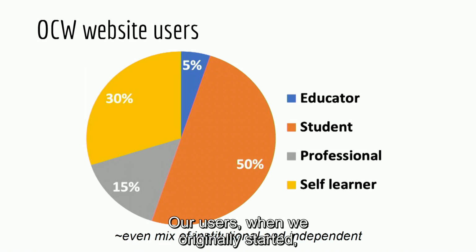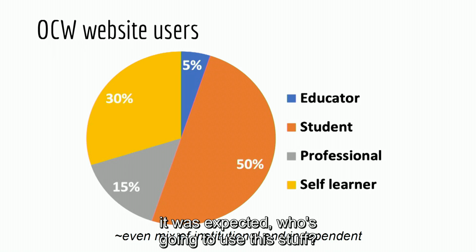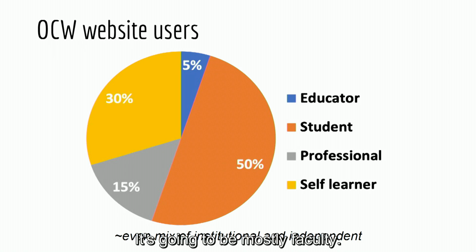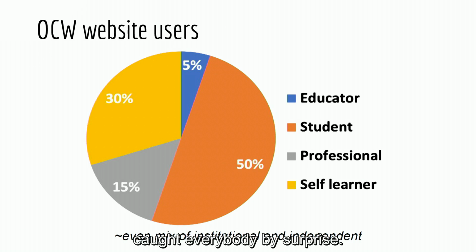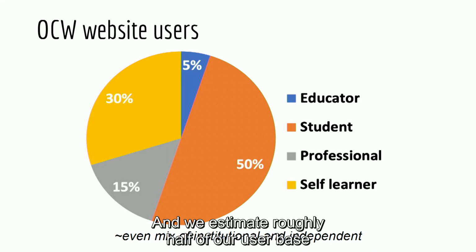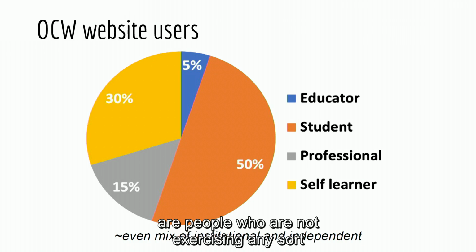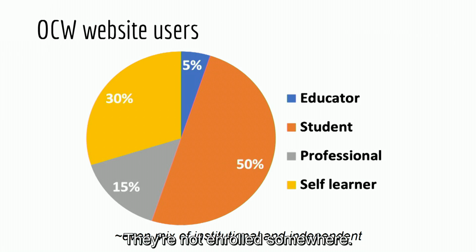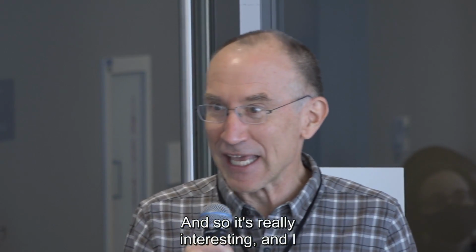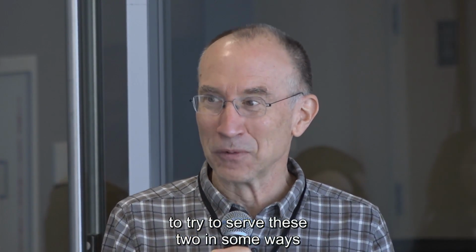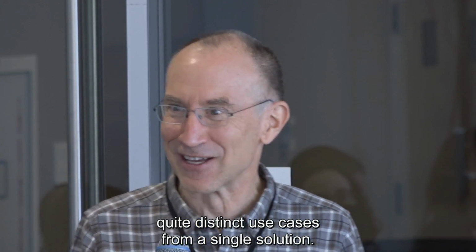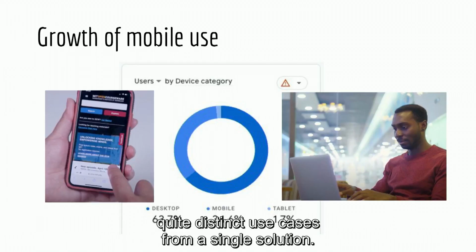When we originally started, it was expected that our users would be mostly faculty. The growth of curious, independent learners caught everybody by surprise. And we estimate roughly half of our user base are people who are not exercising any sort of institutional affiliation. They're not enrolled somewhere. They're not an instructor. They're just curious people. The other half are. And so it's a unique position for MIT OpenCourseWare to try to serve these two, in some ways, quite distinct use cases from a single solution.